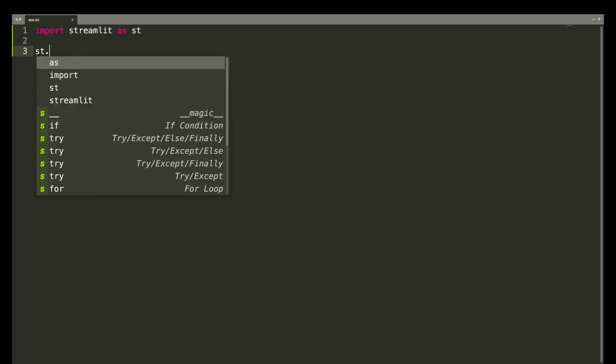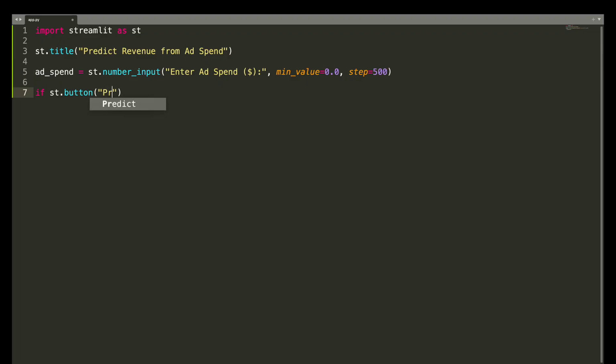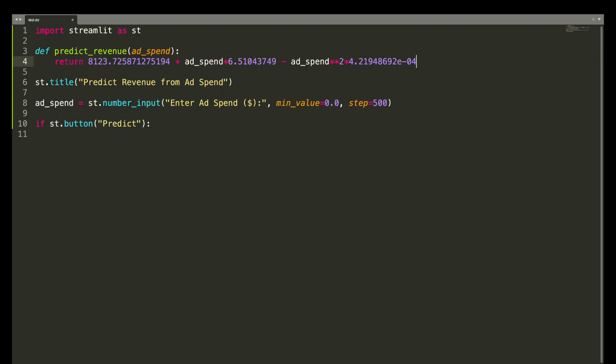First, I'll import Streamlit and give the app a title. Next, I'll add a number input box so the user can type in their weekly ad spend. I'll set a minimum value of 0 and a step size of 500. Then I'll add a button labeled predict. When this button is clicked, we'll take the entered ad spend and use our model to generate a revenue prediction. At this point, we'll plug our custom predict_revenue function into this app. So when the user enters an ad spend amount and clicks on the predict button, we'll call our function with that input, calculate the estimated revenue, and then display it nicely on the page.